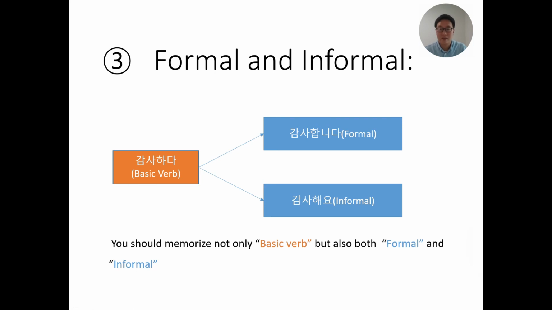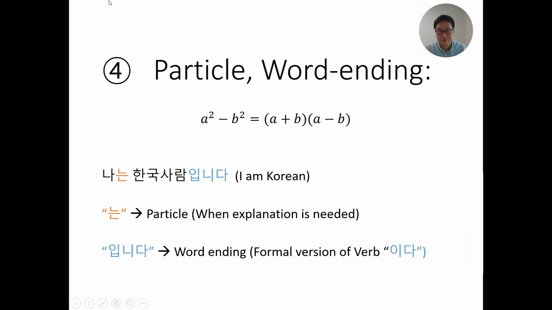And the last thing, I think, is the most important thing: particle and word ending. In Korean, there are tons of particles and word endings. And it's a mess. What happened? For example, there is one single sentence: 나는 한국 사람입니다. A few minutes ago, we already studied 나 means me. 한국 사람, Korean. Those are vocabulary. I'm not going to teach vocabulary, but what I'm going to teach is 는.